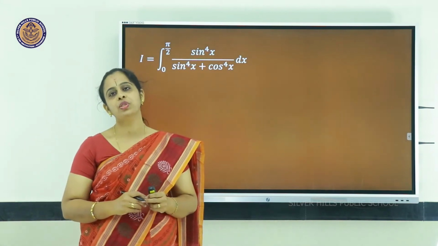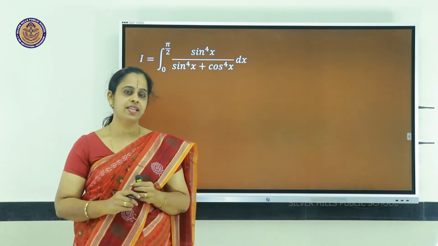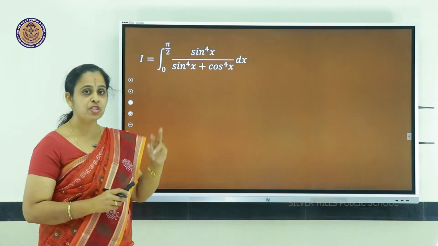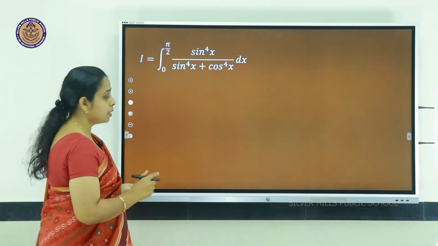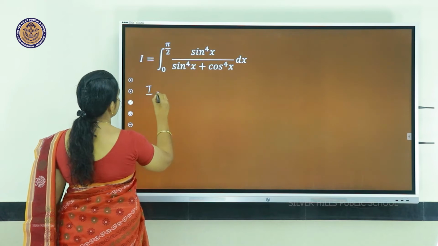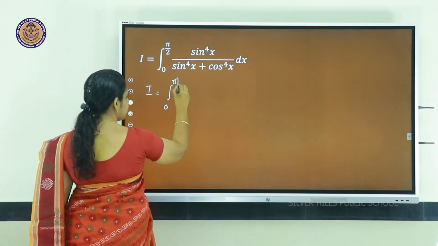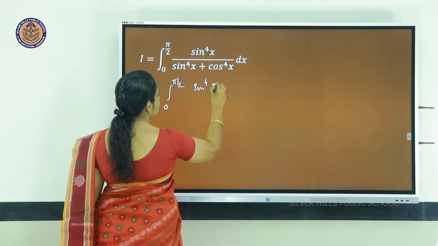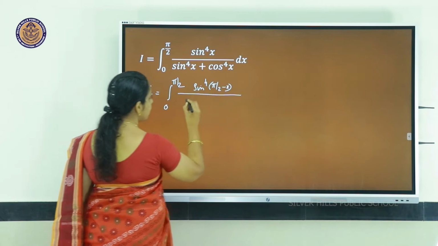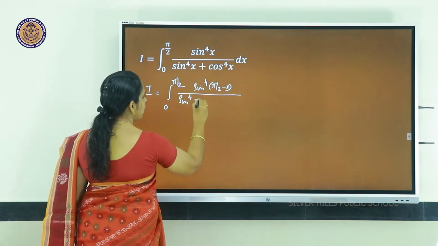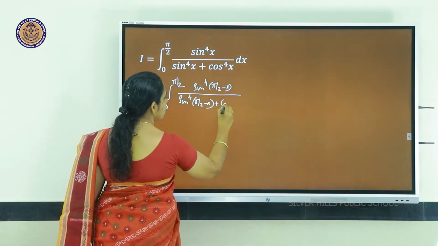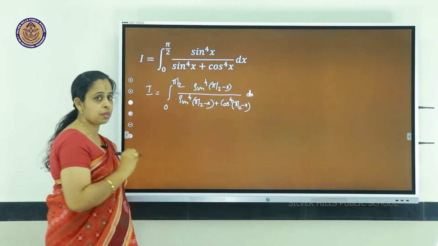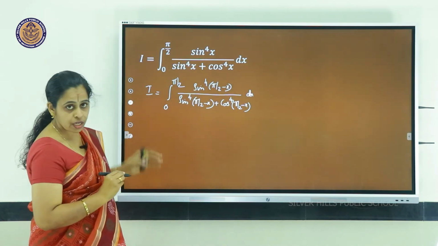Another question in which we are going to apply the property again: integral 0 to a f x dx is same as integral 0 to a f of a minus x dx. Here the limits are 0 to pi by 2. In the previous both questions it was 0 to pi. Now let us see. I equal to integral 0 to pi by 2 sine raised to 4 of pi by 2 minus x divided by sine raised to 4 of pi by 2 minus x plus cos raised to 4 of pi by 2 minus x dx. We applied the property, so both I's are equal.